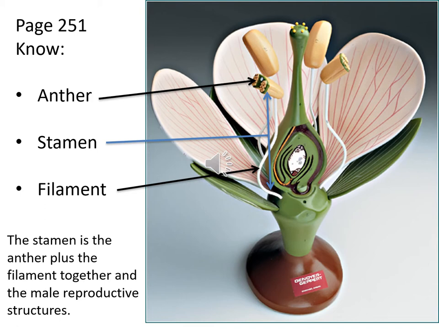The filament is a thin stalk that supports the anther at the right height. Together, these two parts would be the stamen. The stamen is the anther plus the filament together, and it is the male reproductive structures. Be sure to add that it is the male reproductive structures.